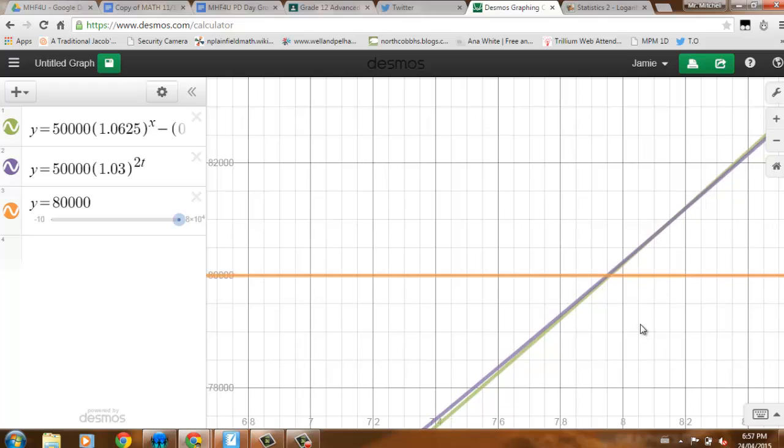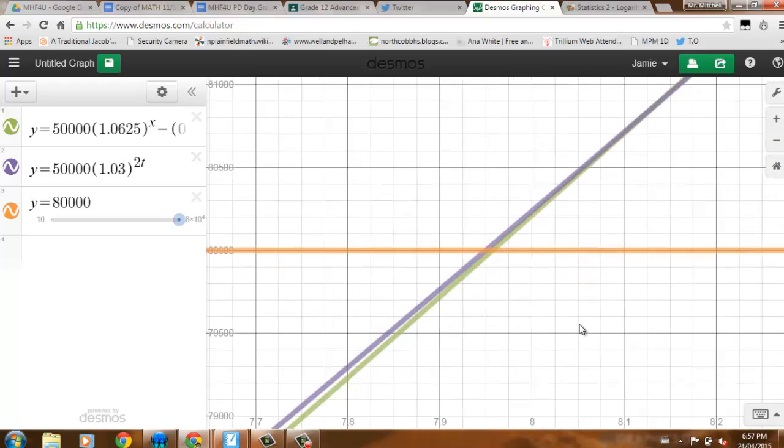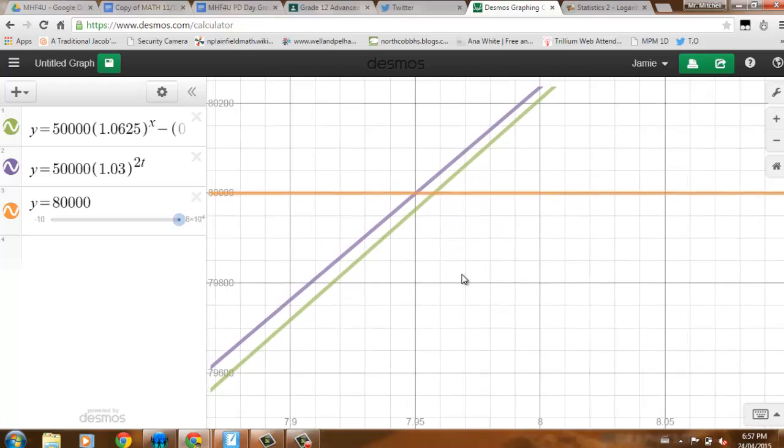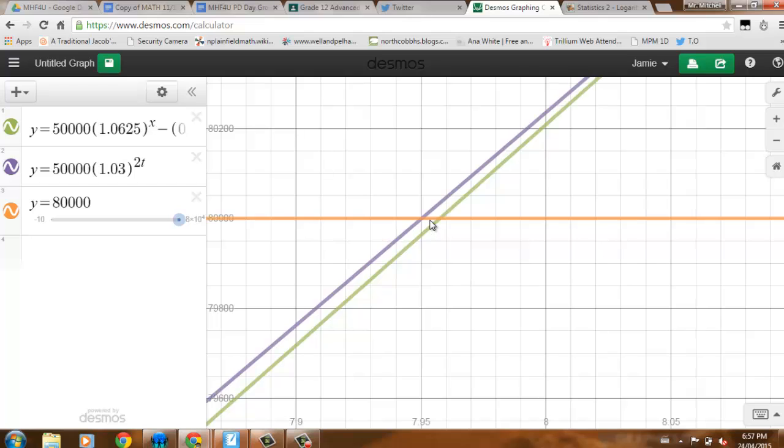Let's just zoom in as close as we can. Looks like my purple line will make it to 80,000 first. So my purple line would be option B, the one with no penalty. After about 7.9 years, you get to $80,000.